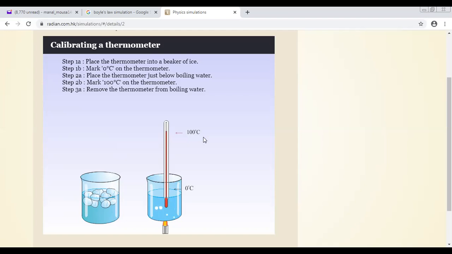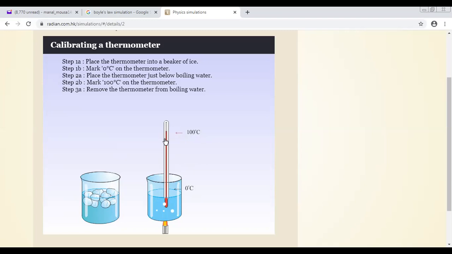So I have two marks. First one, the lower fixed point, which is 0 Celsius, the pure melting ice temperature. The second point is 100 Celsius, or the upper fixed point, and this is the boiling point of the steam above the pure boiling water.